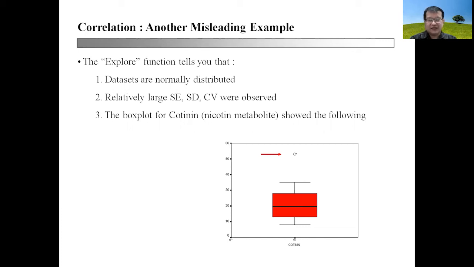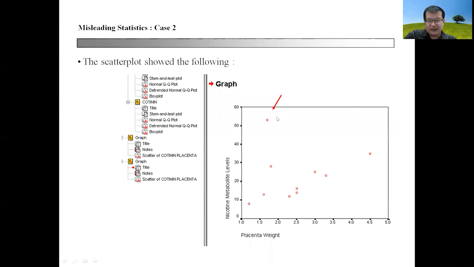However, it's also indicated that a relatively large SE, SD, and coefficient of variation were observed. And the box plot for cotinine, or nicotine metabolite, showed the following. Note the outlier indicated by this particular arrow. Upon further investigation, we found out that this outlier is also present in the indicated scatter plot between nicotine metabolite levels and placenta weight. So it becomes important for us to investigate because the position of this particular data set will determine how we position the axis.